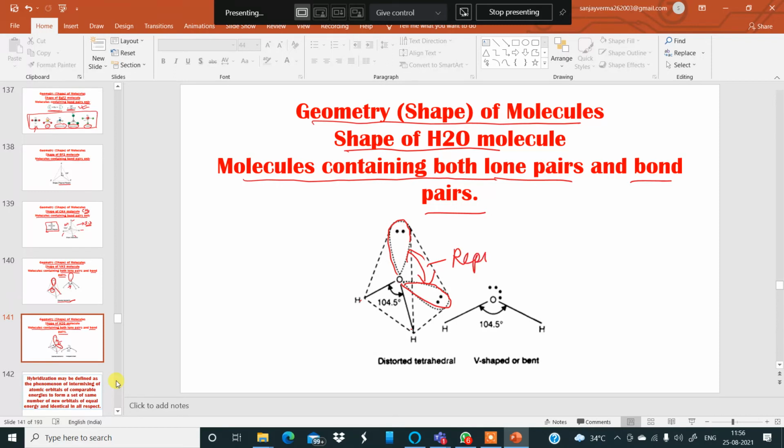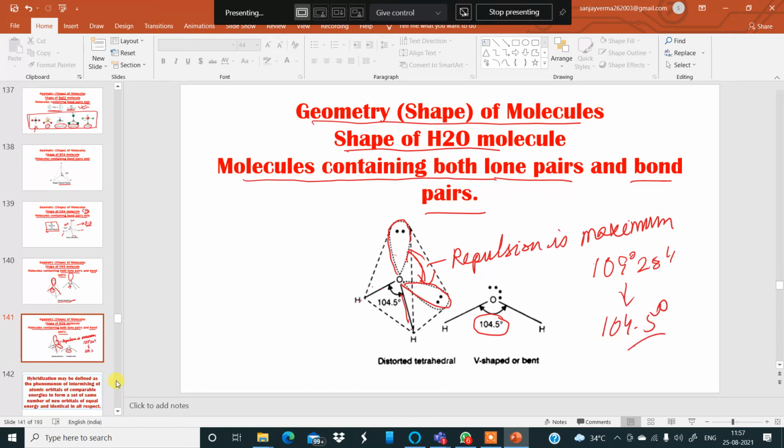Repulsion is maximum, because of which the bond angle is decreasing very badly to 104.5 degrees. They are repelling these bond pairs very badly. They are repelling each other also. That's why the bond angle has decreased from 109 degrees 28 minutes to 104.5 degrees. So that is because of lone pair repulsion.